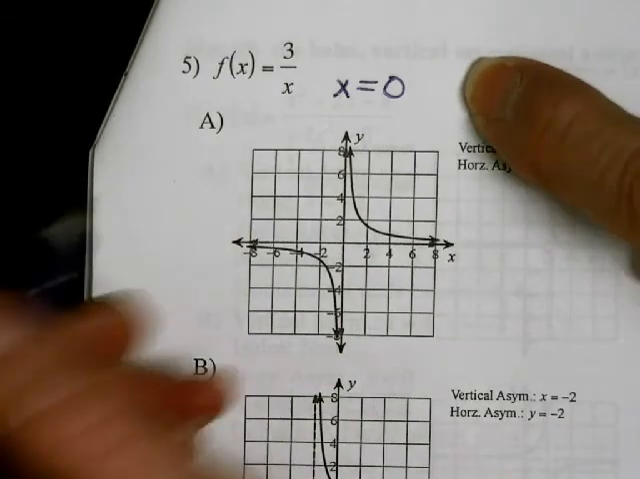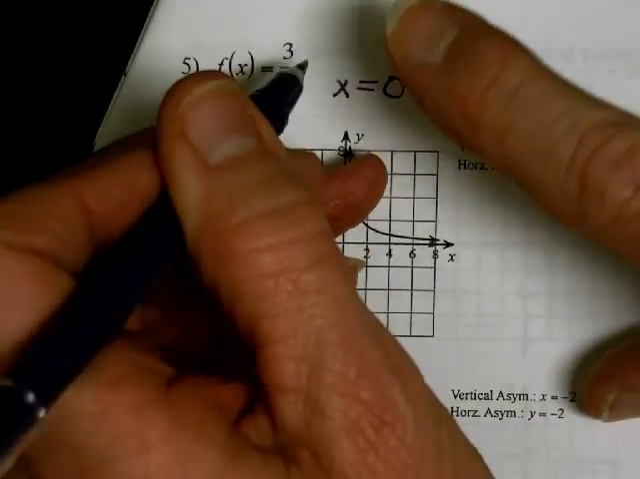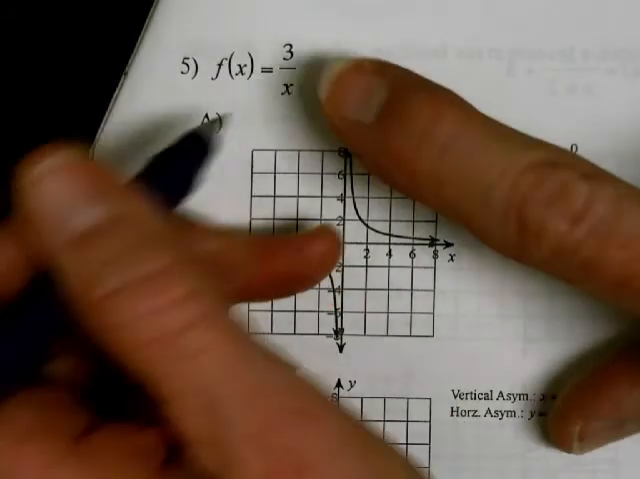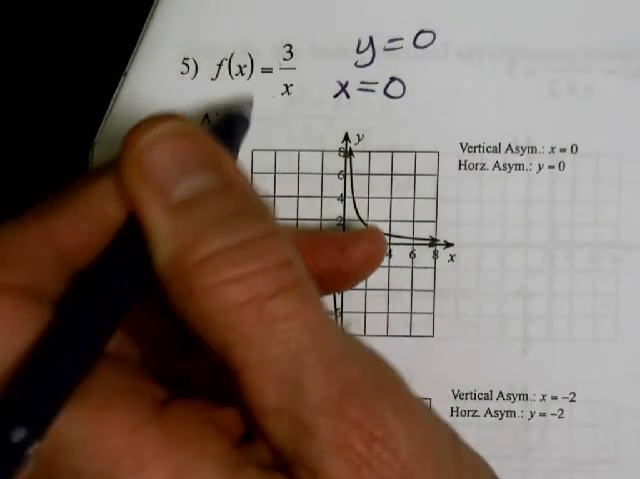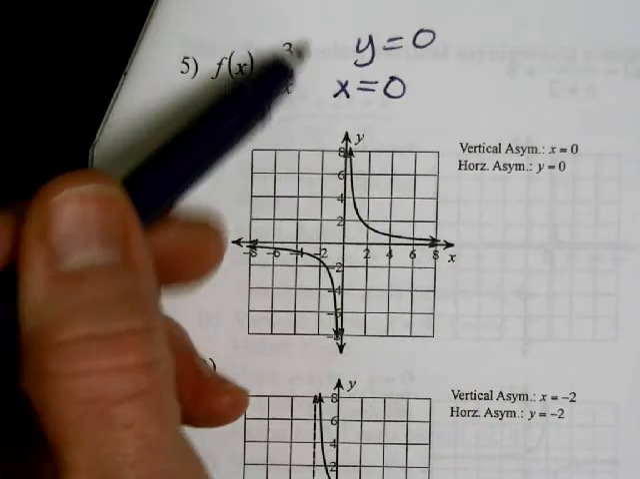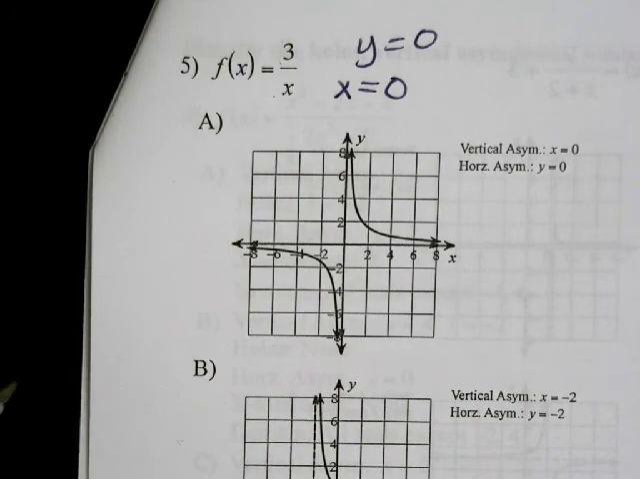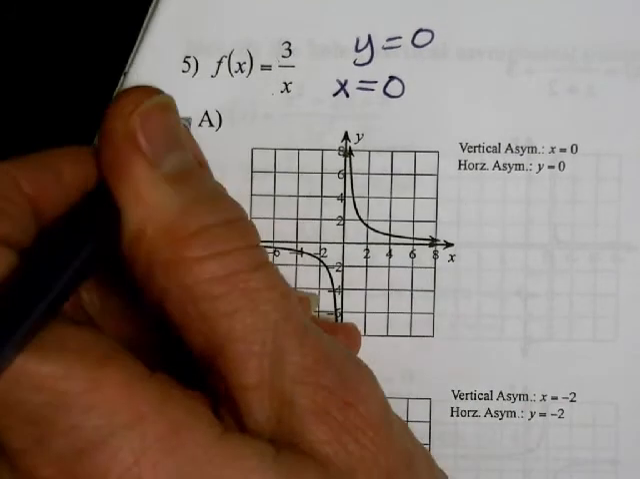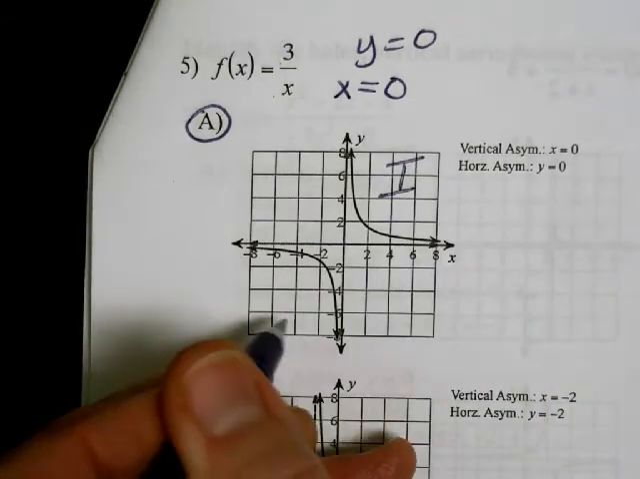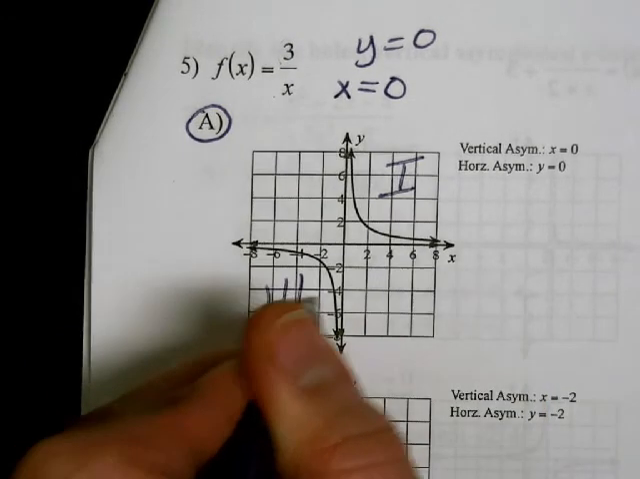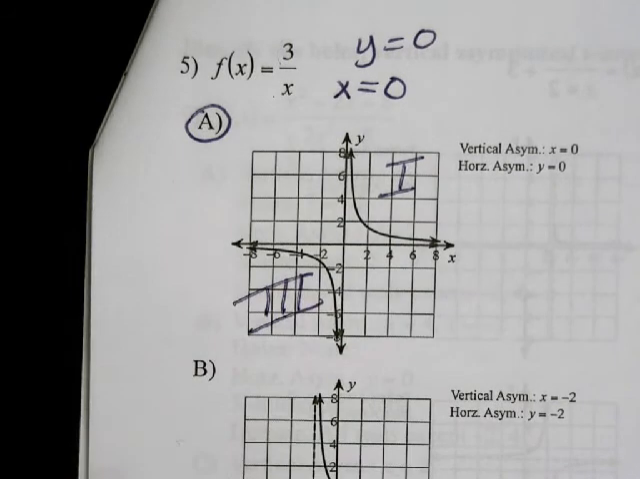The vertical asymptote is x equals 0 because x can't be 0. The horizontal asymptote is y equals 0 because this will always be a value, so y will always equal something that's not 0. Oh man, didn't have to look very far for that one. Isn't that interesting? 1 and 3, no negatives in front. Wonder what the difference is.